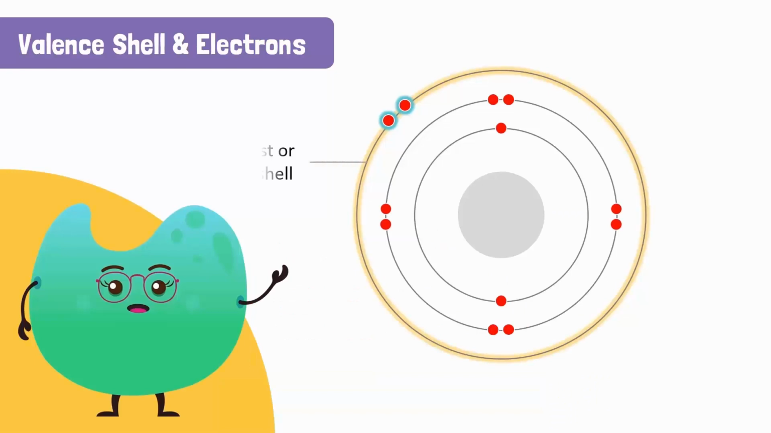The electrons present in the outermost shell or the valence shell of an atom are involved in the bonding of atoms and are known as valence electrons.